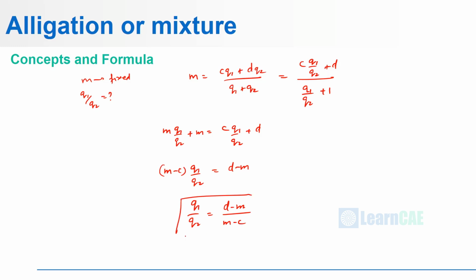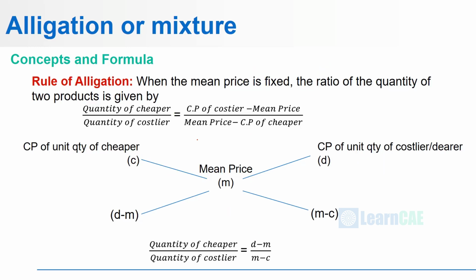So this is the formula for the ratio of two quantities to be mixed to get a mean price of M. Here, if you see, C is less than M, which is less than D. C represents the cheaper price and D represents the dearer or costlier price. So M will be in between C and D. This is written as the rule of alligation. When the mean price is fixed, the ratio of the quantity of cheaper divided by the quantity of costlier is equal to the cost price of costlier minus mean price, divided by mean price minus cost price of the cheaper product. So it is written here, which is equal to (D − M) by (M − C).